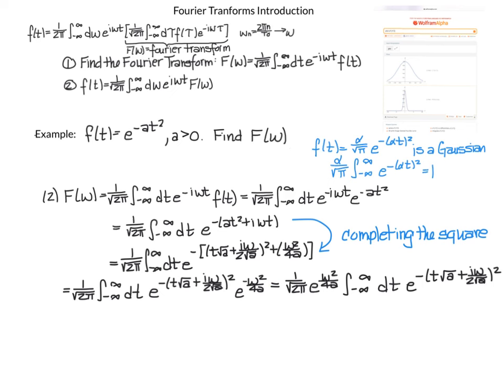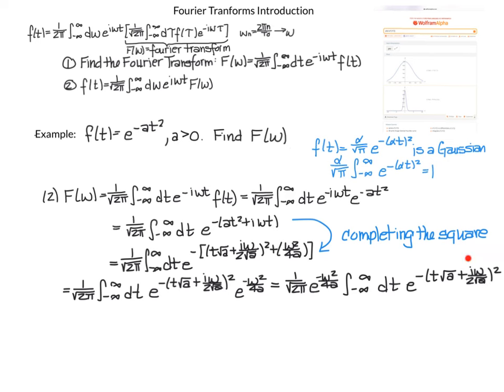So I have my 1 over square root of 2 pi e to the minus omega squared over 4a, and I have my integral dt e to the minus t square root of a plus i omega over 2 square root of a, squared.